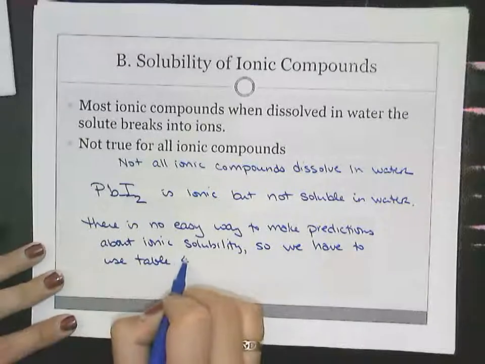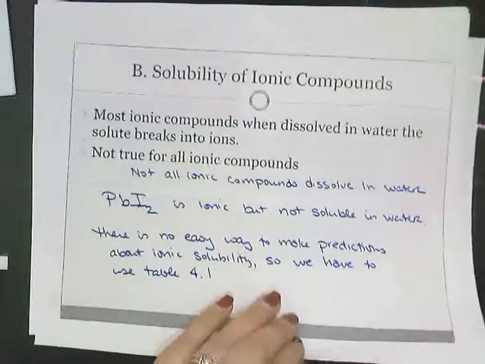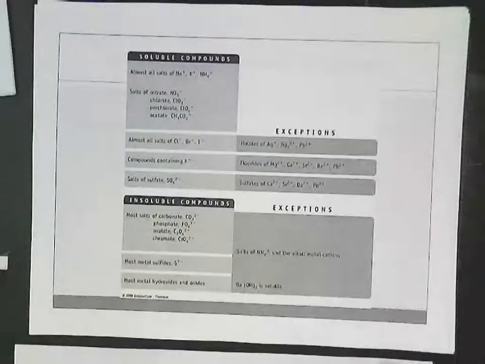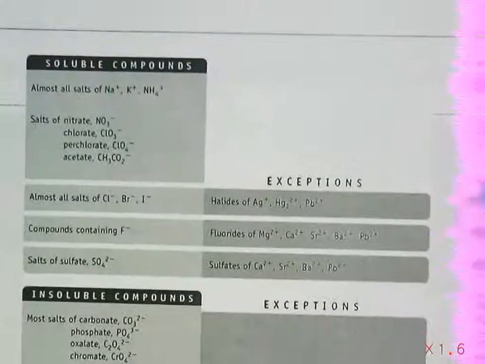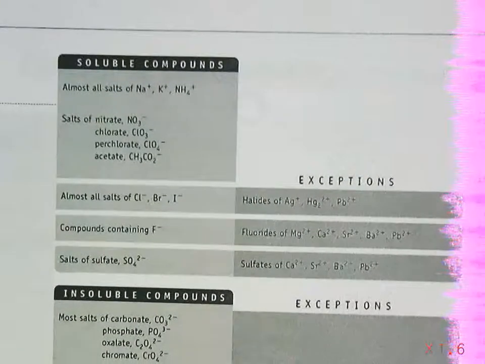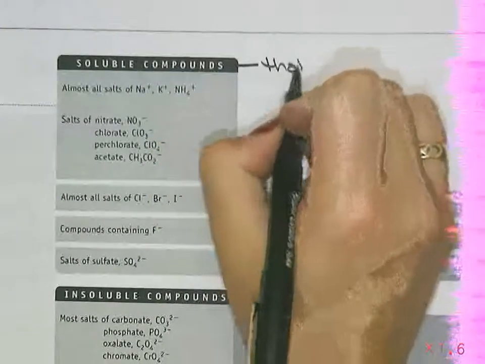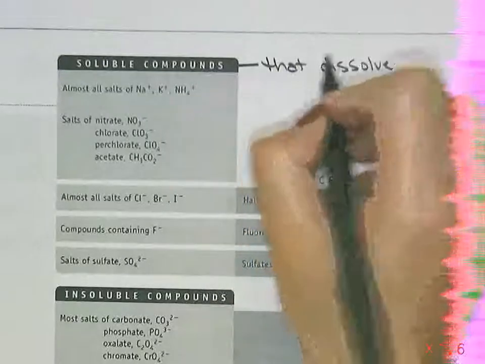So we're going to use table 4.1, which is either in your textbook or in your handy-dandy PowerPoints. All right, so this is table 4.1 out of your textbook. This is a weird looking table, so let me walk you through how to read this, and then it'll make some sense. Soluble compounds are things that dissolve in water. Right, soluble means dissolve in water.